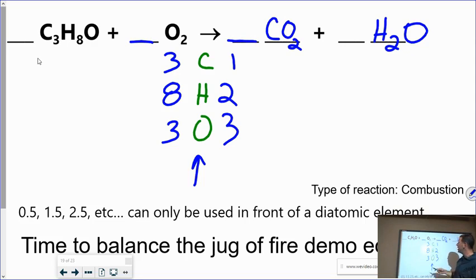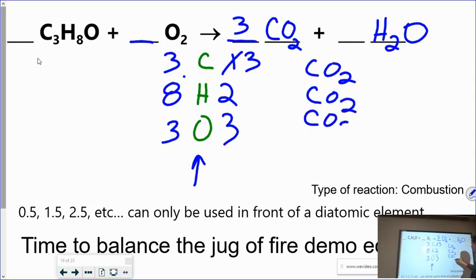So the first thing I look at is the carbons. I have 3 carbons there. I got 1 carbon there. So if I simply put a 3 there, now I have 3 carbons on each side. But since I added 3 CO2s, that's like going CO2, CO2, CO2. That's what I just did. That also changed my oxygen. So how many oxygens do I have here? Well, I have 2, 4, 6, plus that one up there. That's my 7th oxygen. So my oxygens are now at 7. Again, pause the video at any point in time you need to look over this information. Now my hydrogens.